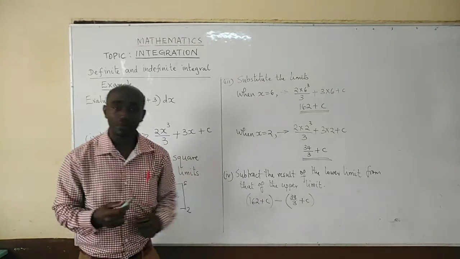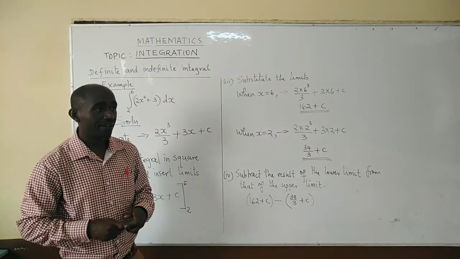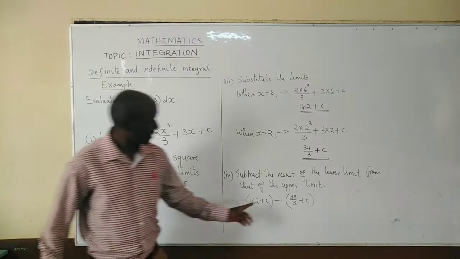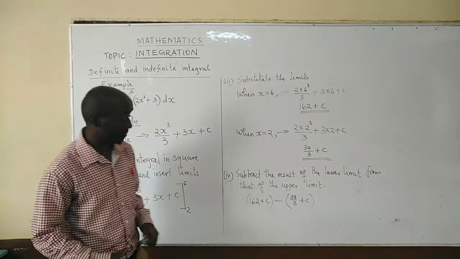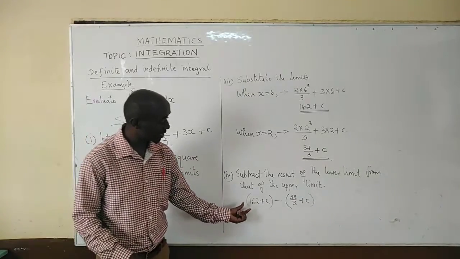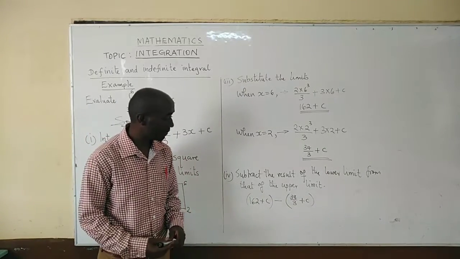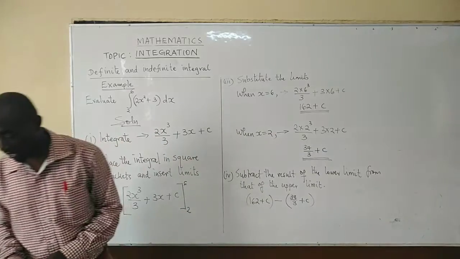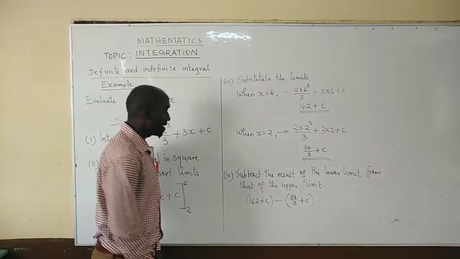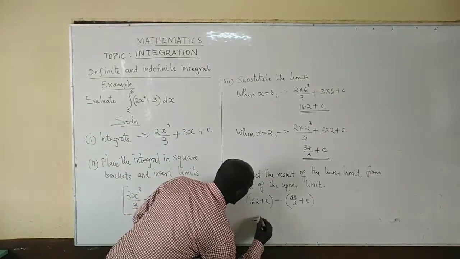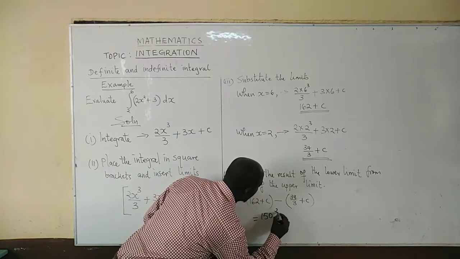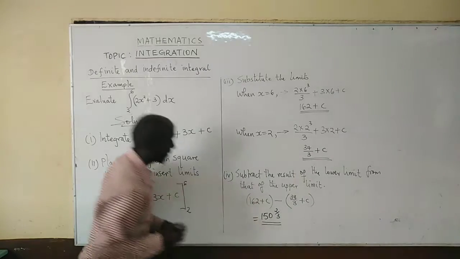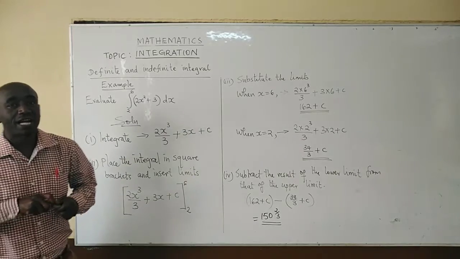So if you subtract that, what happens to c, my dear? What happens to this constant? C minus c will disappear. So we will remain with 162 minus 34 over 3. If you subtract 162 minus 34 over 3 correctly, my dear learner, you are going to get 150 and 2 over 3. And that is the final answer.